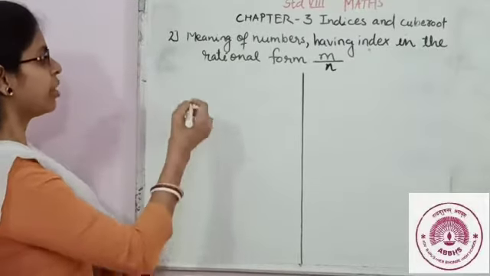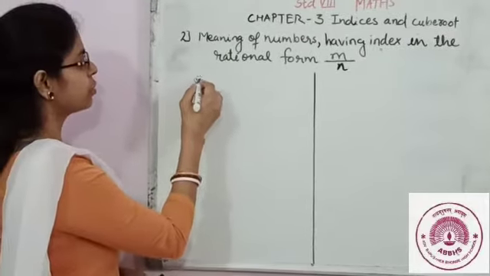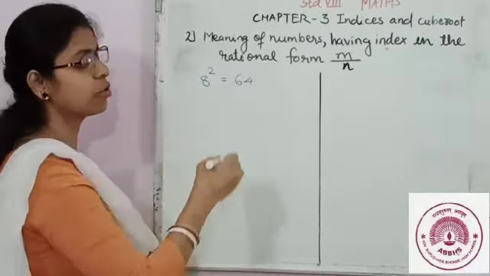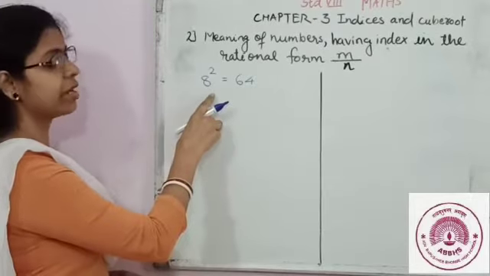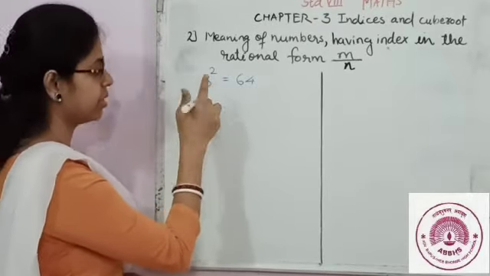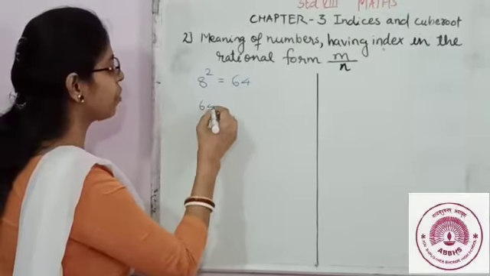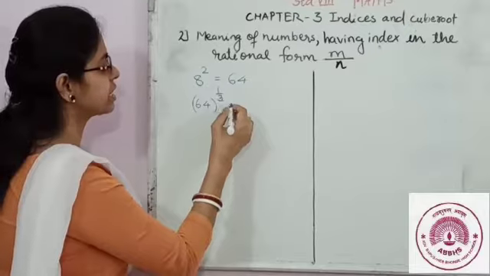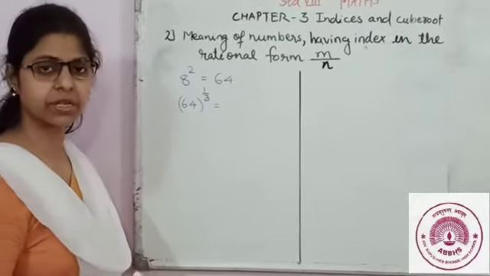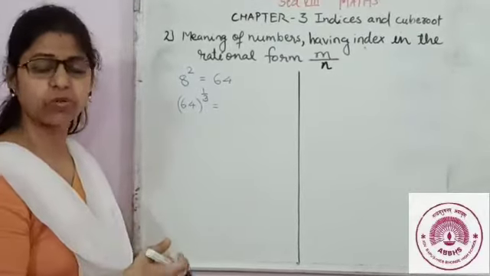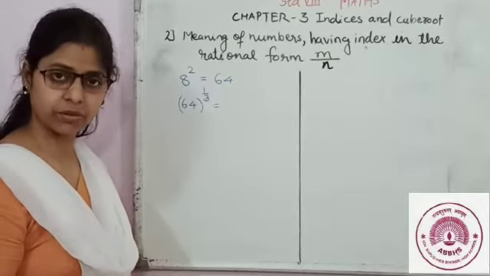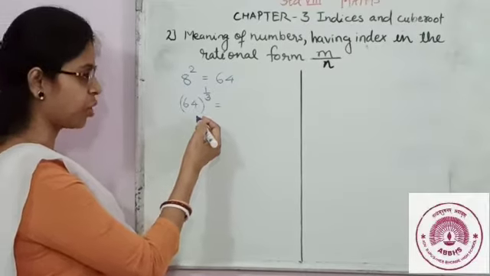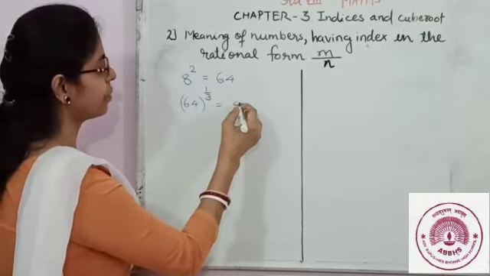Now we all know what 8 square equals to. 8 square equals 64, right? 8 square means 8 into 8. Similarly, what is 64 raised to power 1 by 3? That means cube root of 64. Cube root means you have to find a number which, when you multiply 3 times, you get this number 64. So the number here is 4.